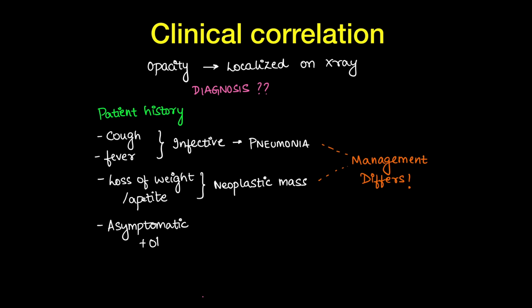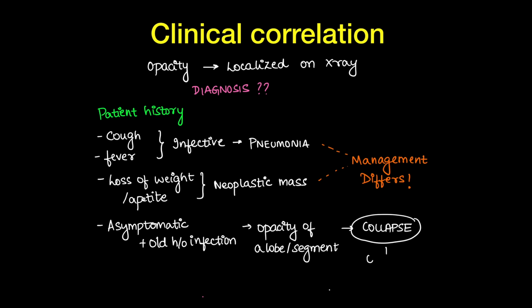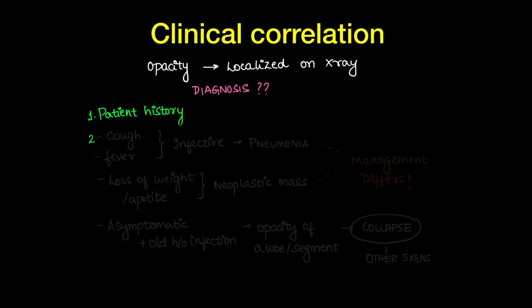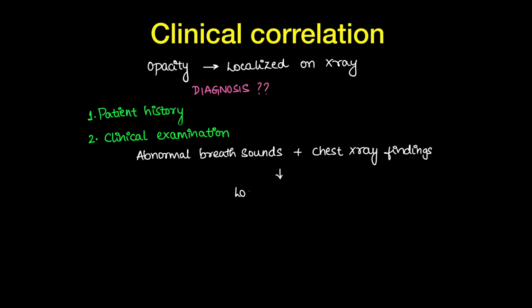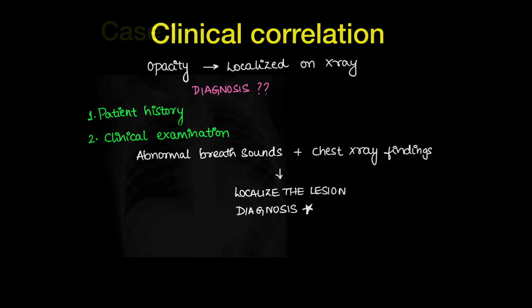If the patient is asymptomatic but has some old history of infective or tuberculosis, then you find opacity of a lobe or a segment. Suspect this opacity to be a collapse. This will show other signs which we'll discuss in later videos. Next, pay attention to the clinical examination findings. So, abnormal breath sounds in any segment of the lung plus chest x-ray findings showing pathology in the same will help us localize the lesion or the opacity and will achieve diagnosis early.